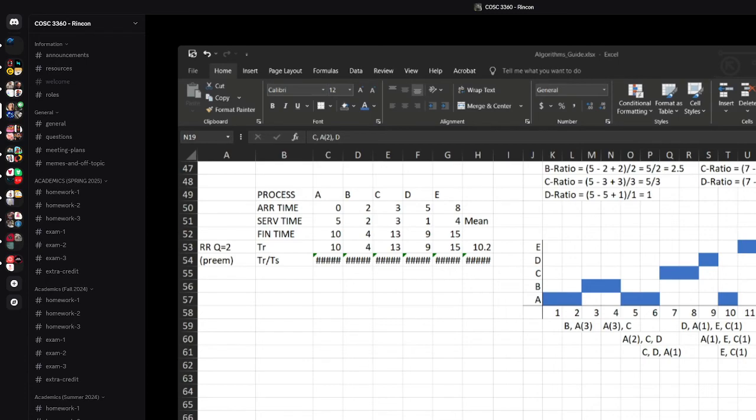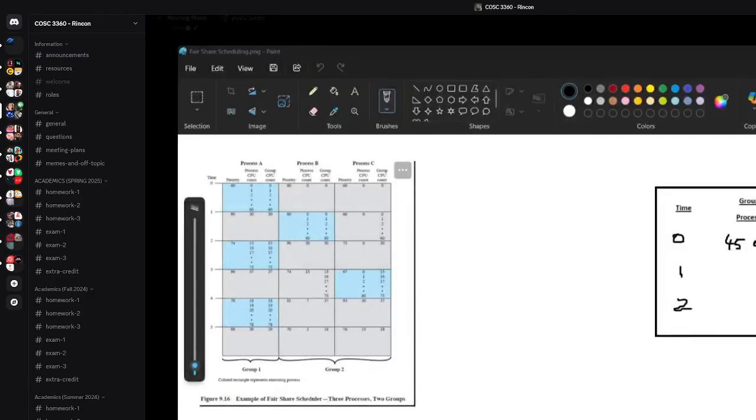Okay, give me one second. Sorry, I'll open it up real quick. Fair share scheduling. Okay, here we go. Hopefully y'all can see my screen, but before I do that, I'm gonna go ahead and post this in the chat so you guys can look over this.